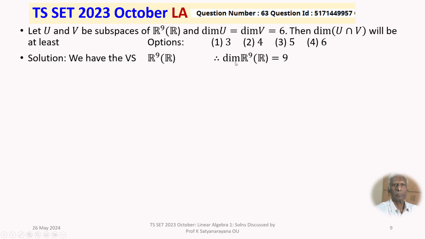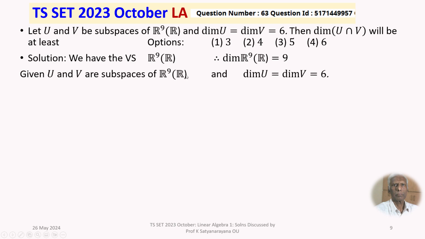And the dimension of R^9 over R is 9. It's a finite dimensional vector space, a nine-dimensional vector space, right? And we are given U and V are subspaces of R^9 over R. That is, the dimension of U is 7 and the dimension of V is 6. It is given to us.